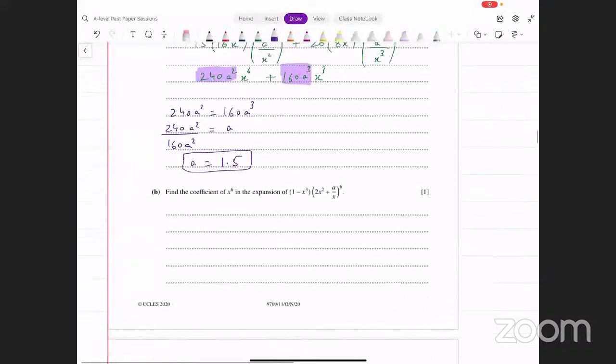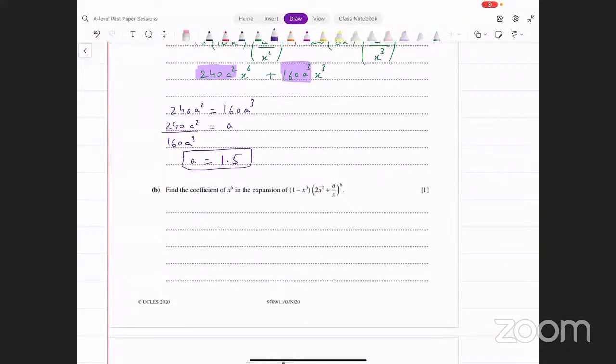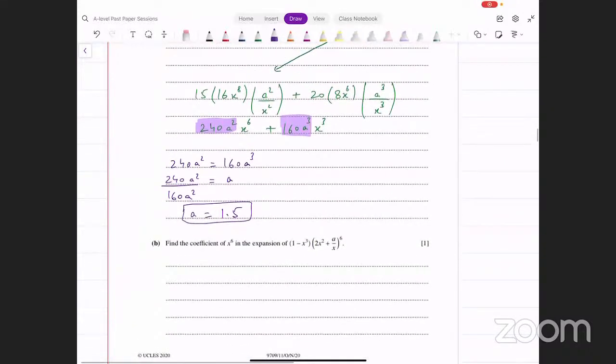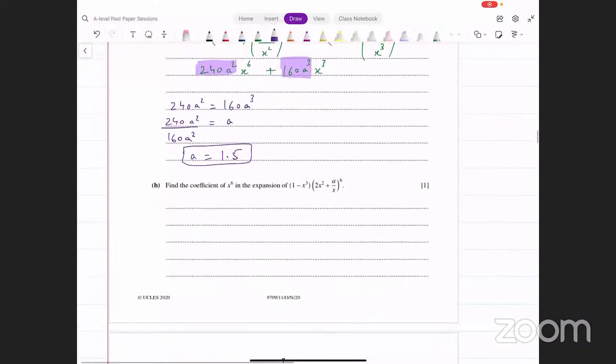It says find the coefficient of x raised to power 6 in the expansion of this thing. X power 6 का coefficient चाहिए हमें. Now we've already done this expansion. ये expansion तो हमने कर लिया. इसकी दो टर्म्स हमने निकाली थी, एक x raised to power 6 और x cube वाली term. Now let's think about this. Let's write down this thing first here. क्या आ रहा है हमारे पास? (1 minus x cube) into (2x square plus a over x) whole raised to power 6.